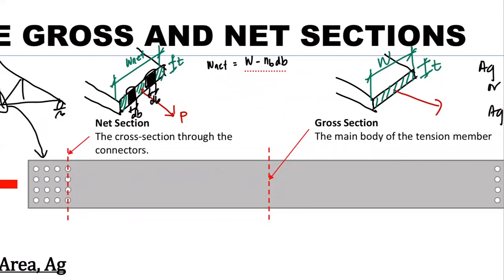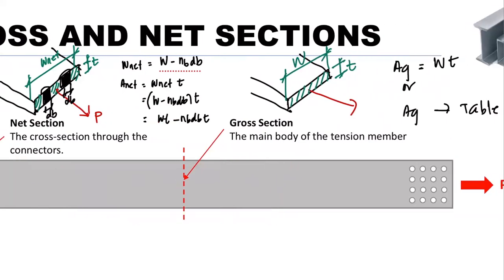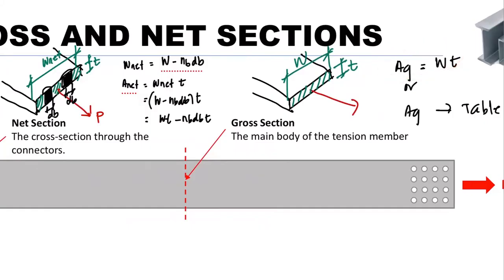Okay? And then, kapag pinapakuha yung net area, that is just W net times yung thickness natin. So, we have W minus NB dB times thickness. So, that is WT minus NB dB T. And then, papansin nyo yung WT dito, it is what we call yung gross area natin. So, kaya pwede natin substitute dito for area net. That is equals to AG minus yung NB dB T. Okay? So, na-relate natin na ngayon yung gross area with our net area.